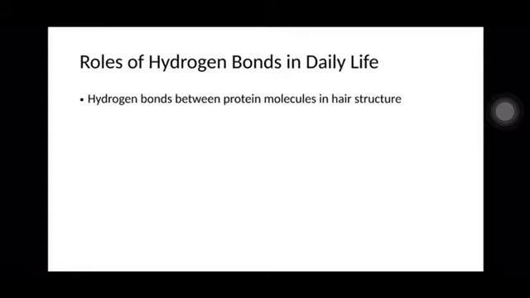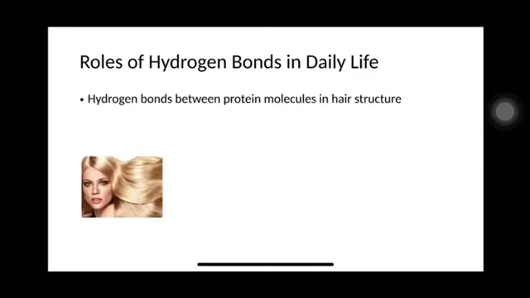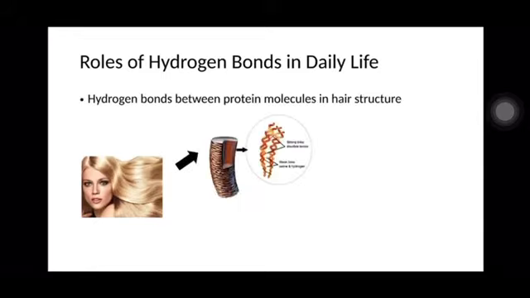So, the role of hydrogen bonds in daily life. What is the importance of hydrogen bond in daily life? This is one of the examples. In our hair there are protein molecules, in the structure of hair there is a protein molecule, if I'm not mistaken, keratin, right? Many things in our body, antibodies and hormones, are made up of protein. So in our hair there are protein molecules, and in the hair structure, there is hydrogen bond. Hydrogen bonds happen in our hair.